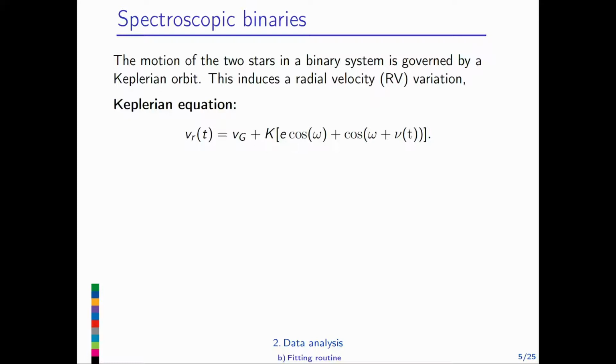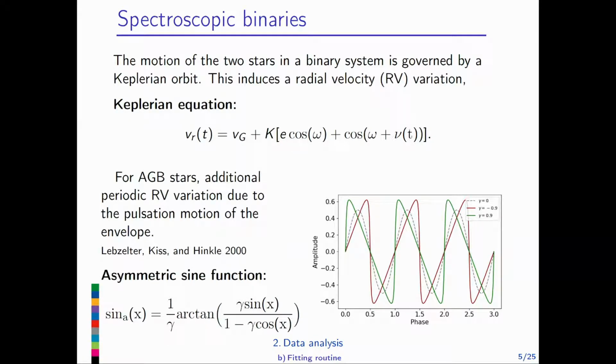But if we have an AGB star in a binary system, the star will follow the Keplerian equation plus another function that we have to fit to take into account the additional variation due to the pulsation of the star. So we decided to fit the pulsation with a function called the asymmetric sine function. That's the mathematical form, but what is more interesting is that it is simply a sine function with an additional gamma parameter, which allows us to tilt the sine function to the left or to the right. And that's interesting because it will really reproduce the variation that we can see in the pulsation of the star.